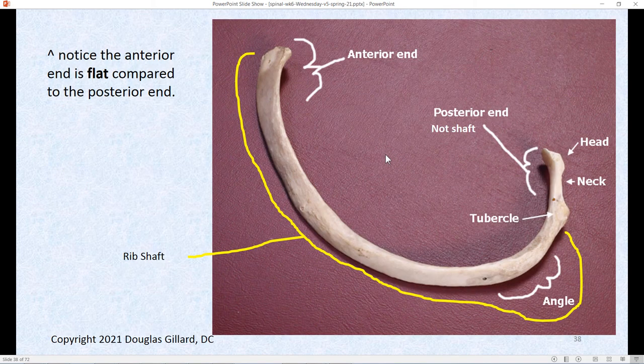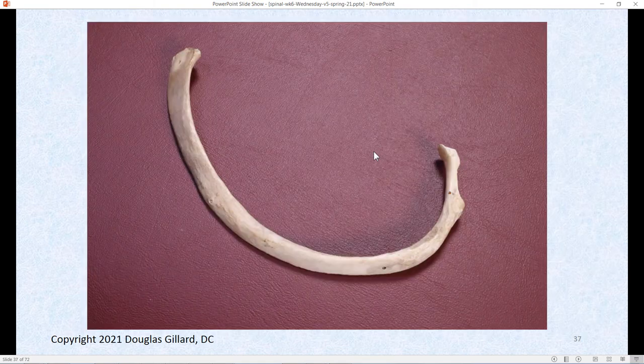Oh God, I skipped right over it, so I drew it right here for you. See how the neck is much more slender here. The tubercle, remember that's always in the inferior part of the rib. There's the tubercle, there's the shaft. The angle is within the shaft. It's the posterior part of the shaft. There's the anterior part, it's more flat. Okay, great.